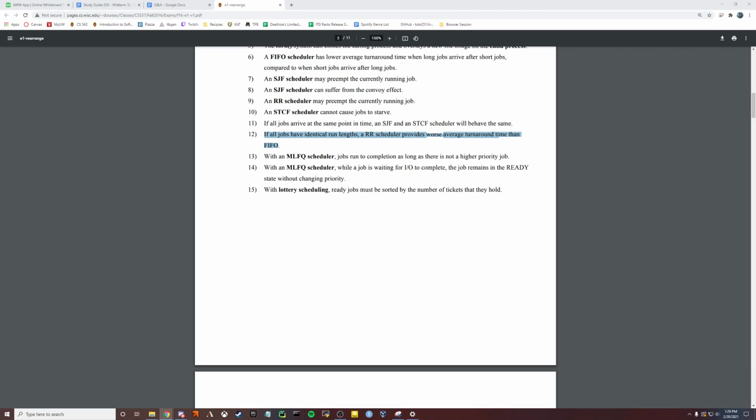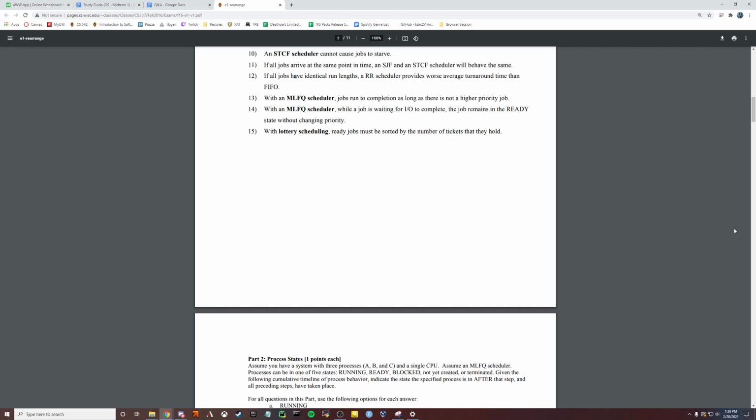Yeah, this is true, because round robin's always just going to have all of the jobs finish near the same time, right? And that hurts turnaround time, and you'd waste time in context switches. So this is literally the exact question at the bottom of the slide. Slide 33 asks when is round robin worse than FIFO when jobs have the same length. So true.